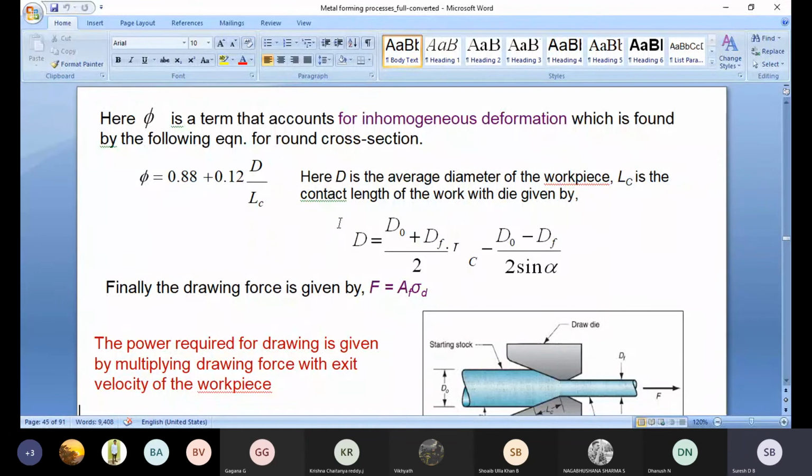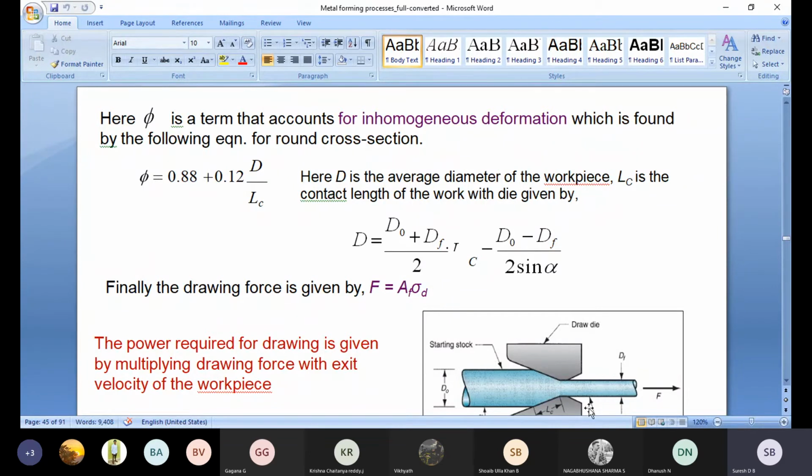Finally, drawing force. How much force is required to pull the material in between the two dies? The drawing force is always denoted by F equals AF into sigma suffix D. AF is nothing but the final cross sectional area of the specimen, and sigma suffix D is nothing but the stress produced in the drawn product.